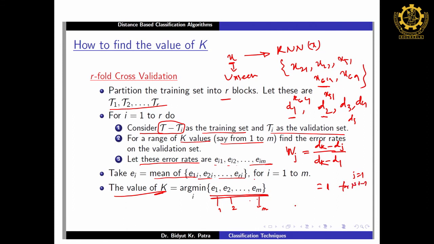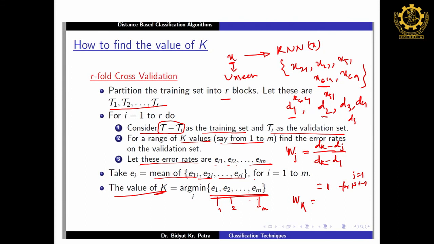And what will be the weightage for the kth neighbor? d j will be replaced by d k, so this will be 0. So that last neighbor will get 0 and the first neighbor will get weightage 1, and in between the value will be between 1 and 0, excluding both 0 and 1.